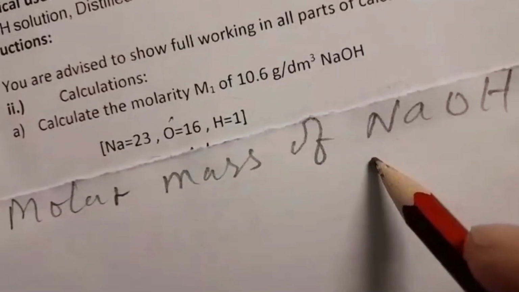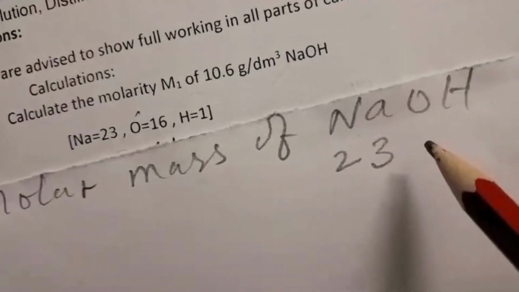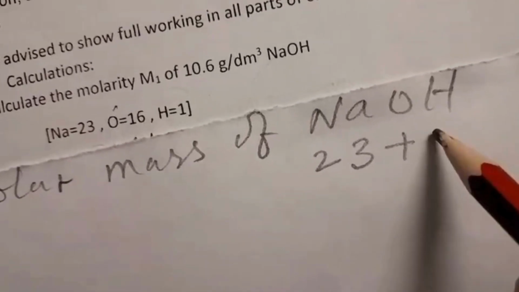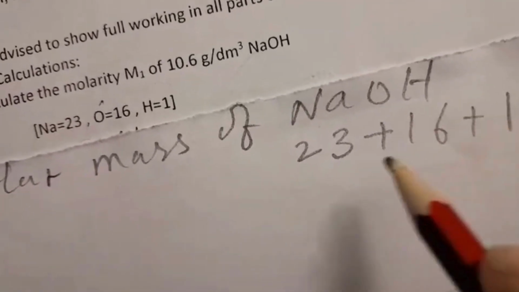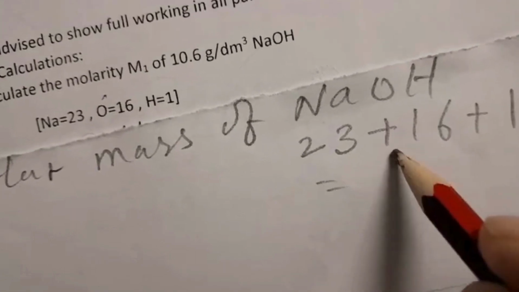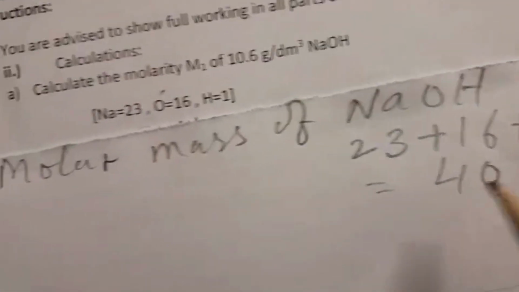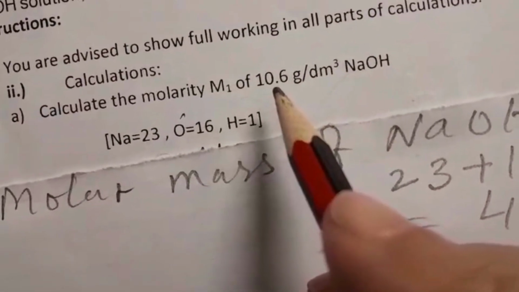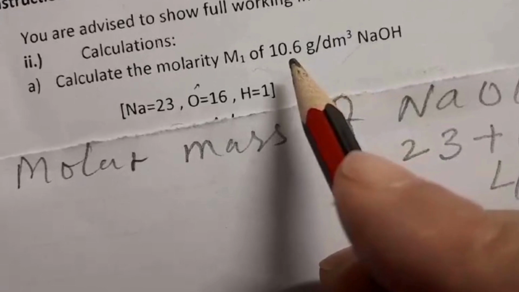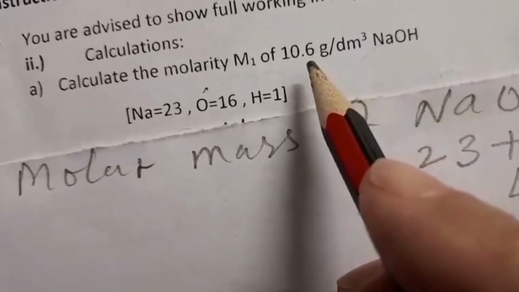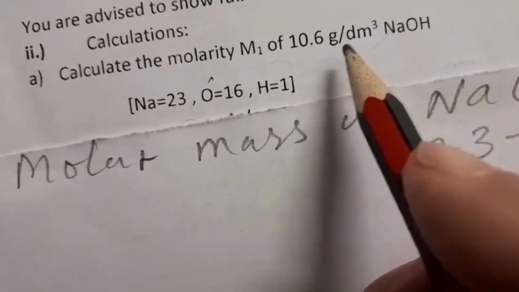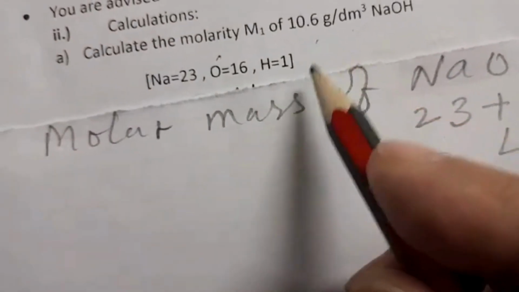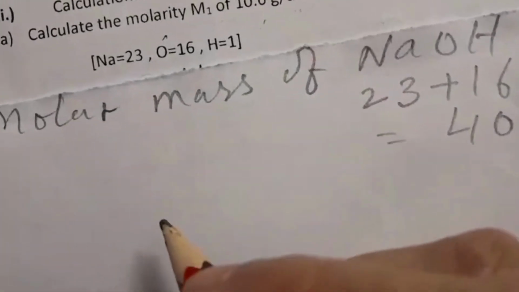we can add the atomic mass of all the atoms: 23 atomic mass of sodium, 16 of oxygen, 1 of hydrogen. So this will add up to 40 gram molar mass of NaOH. And the number of grams per dm³, how many mass of sodium hydroxide dissolved in 1000 cm³ or 1 dm³, that is 10.6 gram. So we can calculate its number of moles.